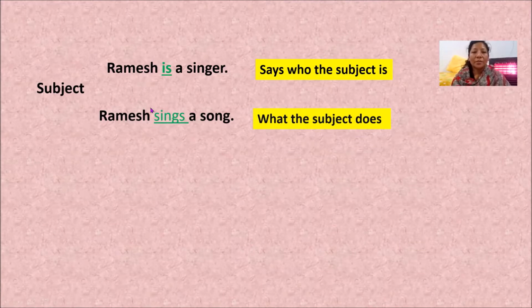So here, sings is the action. It shows action and it shows state, which means condition or situation, okay? And what does Ramesh do? Ramesh sings. The subject sings, okay? It shows action here. And what is Ramesh? Ramesh is a singer. So it shows state, okay?